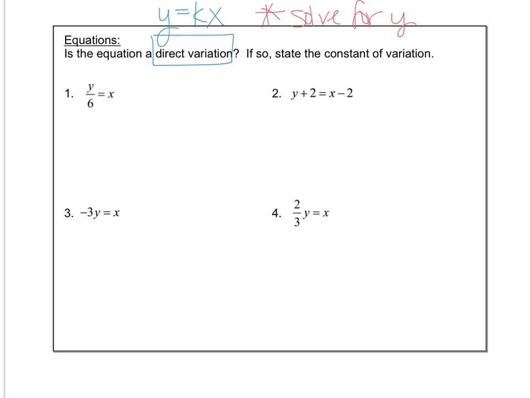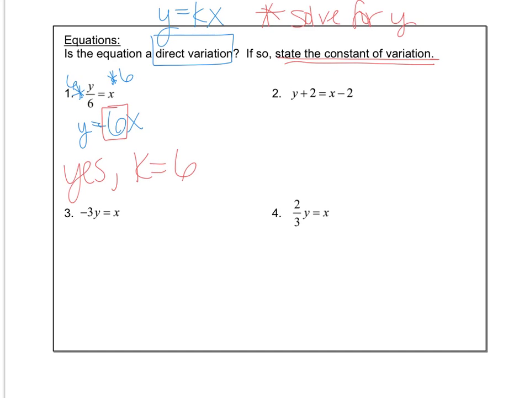If we look at number 1, I'm going to multiply by 6 to get the y by itself. So I get y is equal to 6x. And then I ask myself the question, does that look like y equals kx? In fact, it does, because all we have is a number here. We don't have anything else. We have a direct relationship between x and y. So I can say yes for this one. And again, follow the directions on your homework. It says state the constant of variation. The constant of variation, k equals 6. That's the only answer I need for this one.